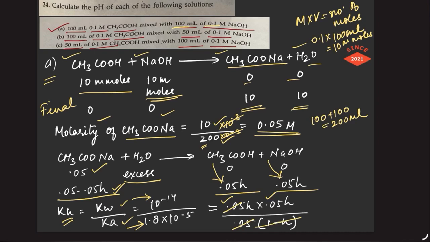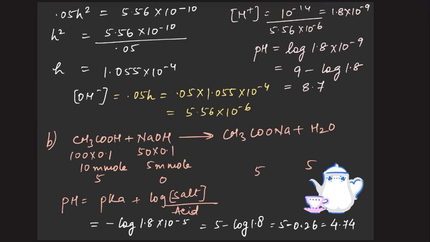So finally, you get 0.05 h square, which is equal to 10 to the power minus 14 divided by 1.8 into 10 to the power minus 5. Now this is equal to 5.56 into 10 to the power minus 10, which is equal to 0.05 h square. Solving, the value of h is equal to 1.055 into 10 to the power minus 4.